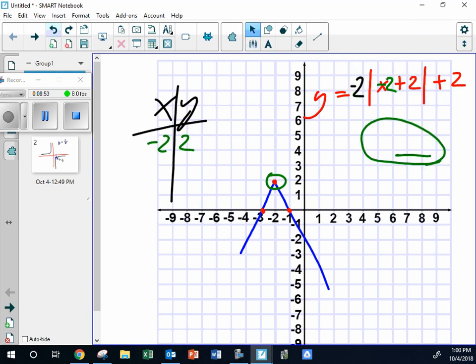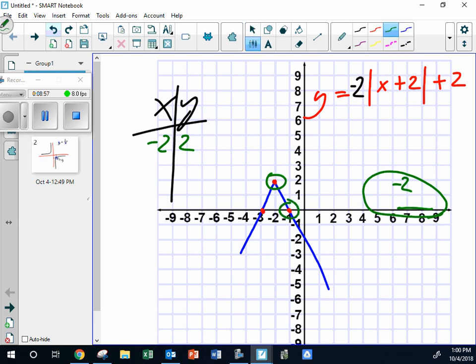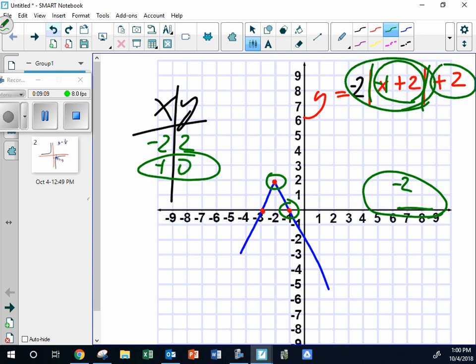1, 0. All right, I'm going to stick in a negative 1 because right there is negative 1, 0. We're checking this point right now. Negative 1 goes in, and I get 1. Absolute value is 1. 1 times negative 2 is negative 2. Negative 2 plus 2 is 0. It worked. If you check 2 points and it works, you know you've got it.